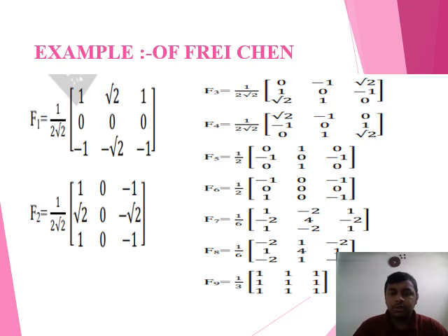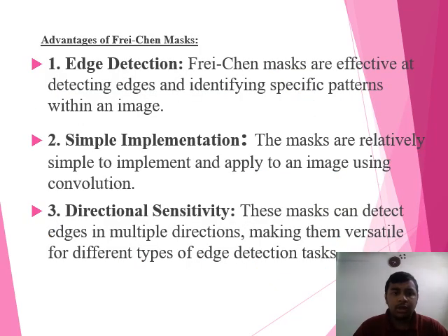And next we are going to see the advantages of the Frei-Chen mask. The first advantage is edge detection, meaning with the help of the Frei-Chen mask we can detect the edges of the image, identifying a specific pattern within an image. The next is simple implementation. It is easy to implement. The Frei-Chen mask algorithm can be easily implemented using convolution. It is also directional sensitivity. The mask can detect edges in multiple directions. If an image has multiple edges, then it can detect them in multiple directions and multiple edges.